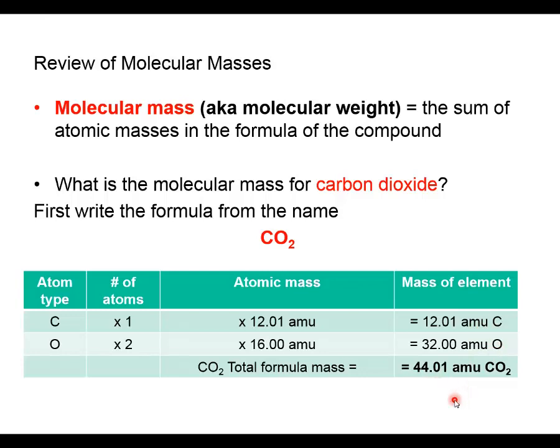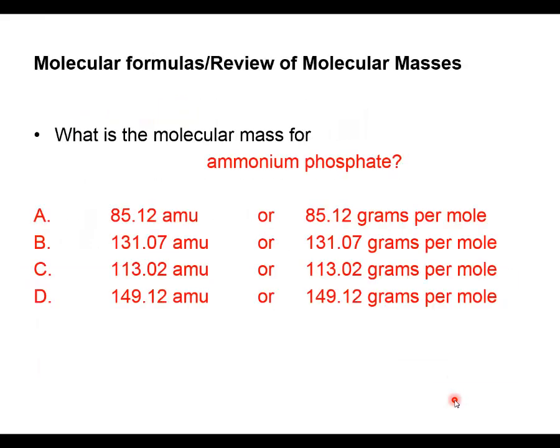Now let's see if you can do this for a compound on your own. So let's have a little class quiz. What we want to find is the molecular mass for ammonium phosphate and compare that to the molar mass as well for ammonium phosphate. So you'll need to determine the formula from its name to get started on this problem. So go ahead and pause the video, try to find the molecular mass for ammonium phosphate, and then we'll look at the solution in a moment.